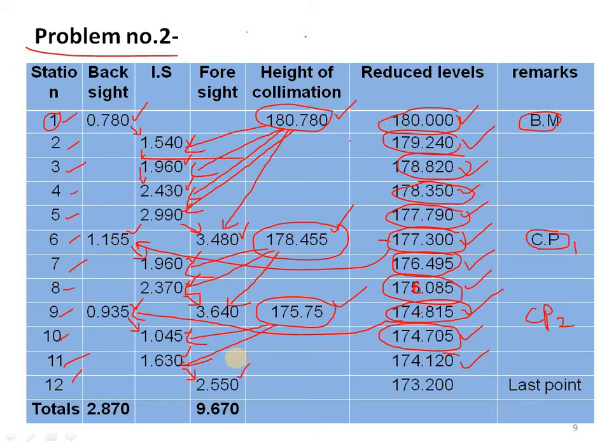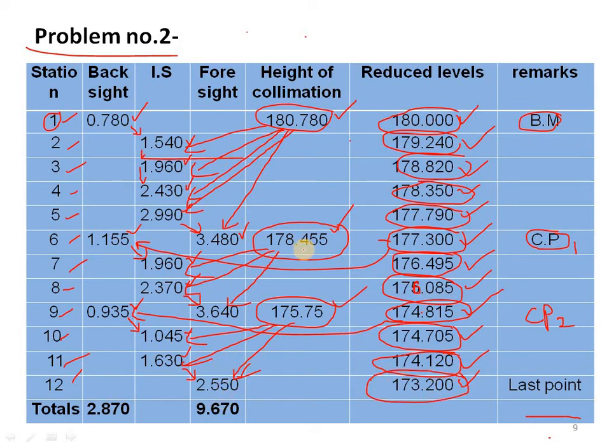175.75 minus 1.630, then we will get 174.120. So this is the RL of station 11. Now the last point we are getting, that is RL of station 12. From this we can take 174.75 minus 2.550. So we have got the answer, the last one is 173.20. This one is the last one.